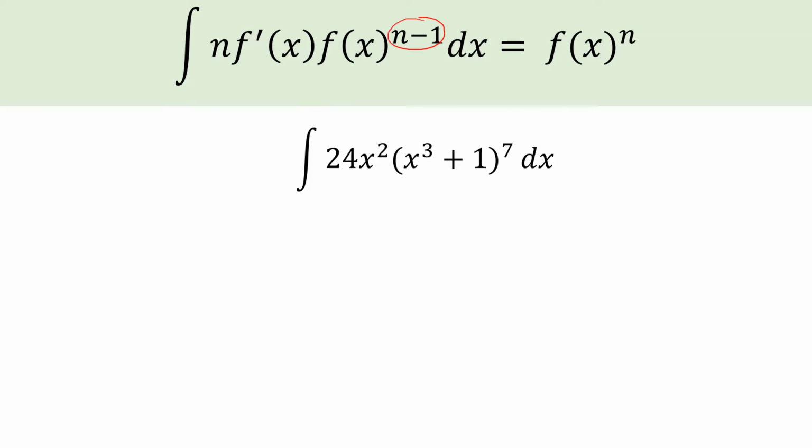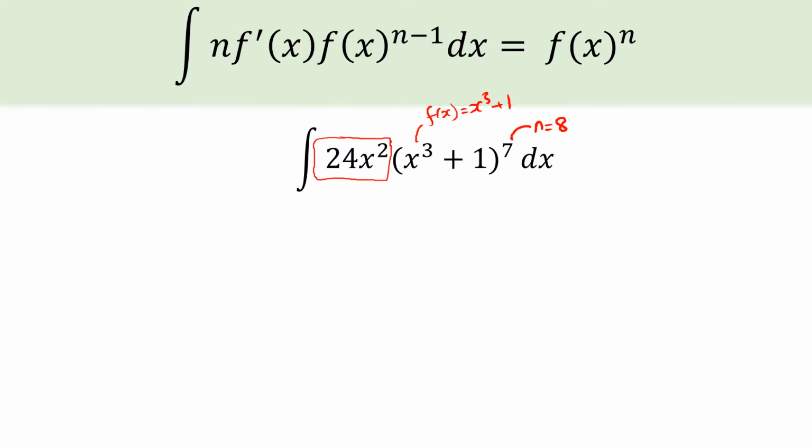I want this n minus 1 to be this 7. So what does that tell me? If that's n minus 1, then that tells me n equals 8. I want this f(x) to be what I'm raising to that power. So that tells me that f(x) is equal to x cubed plus 1.